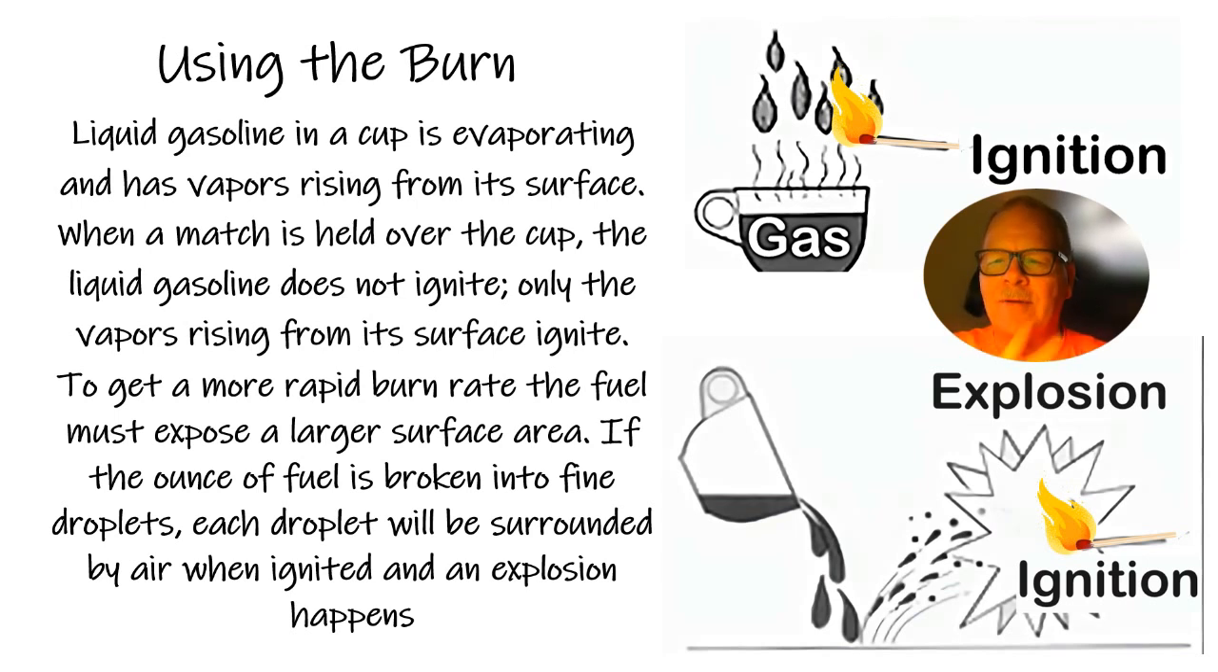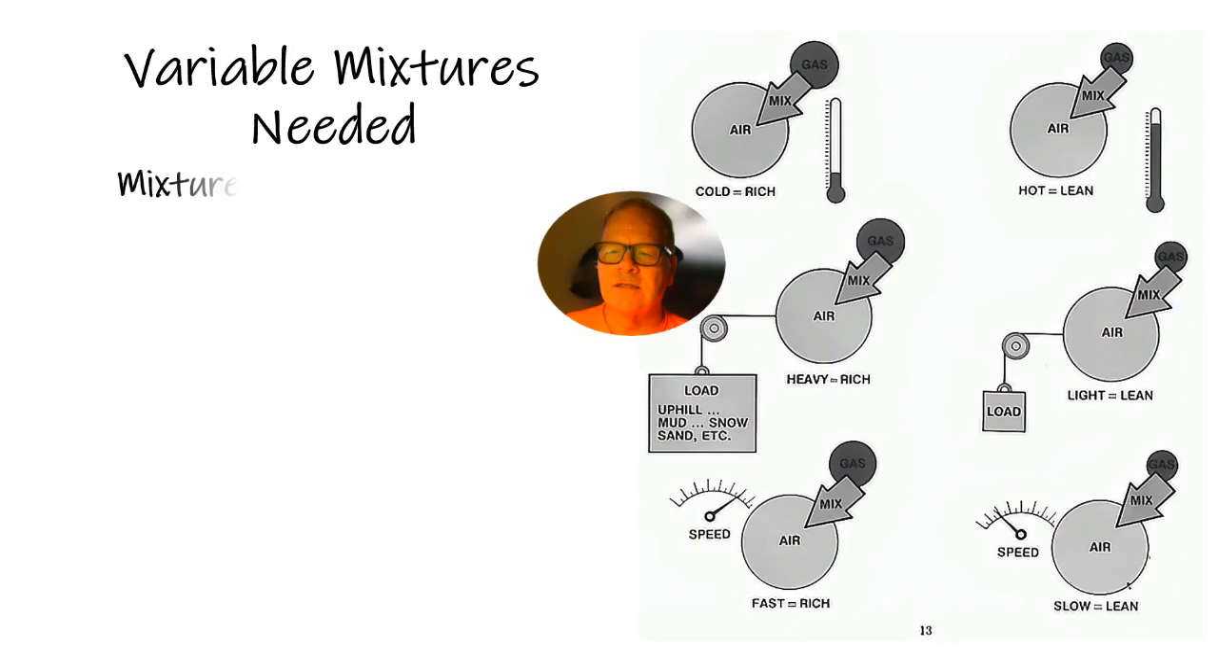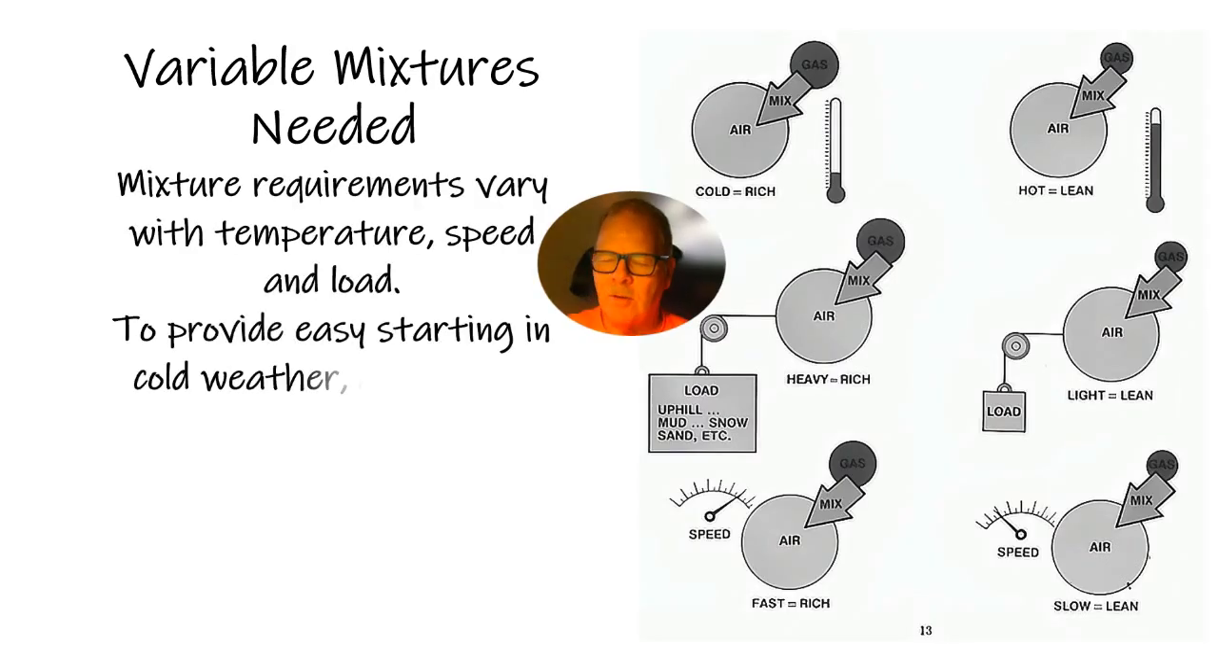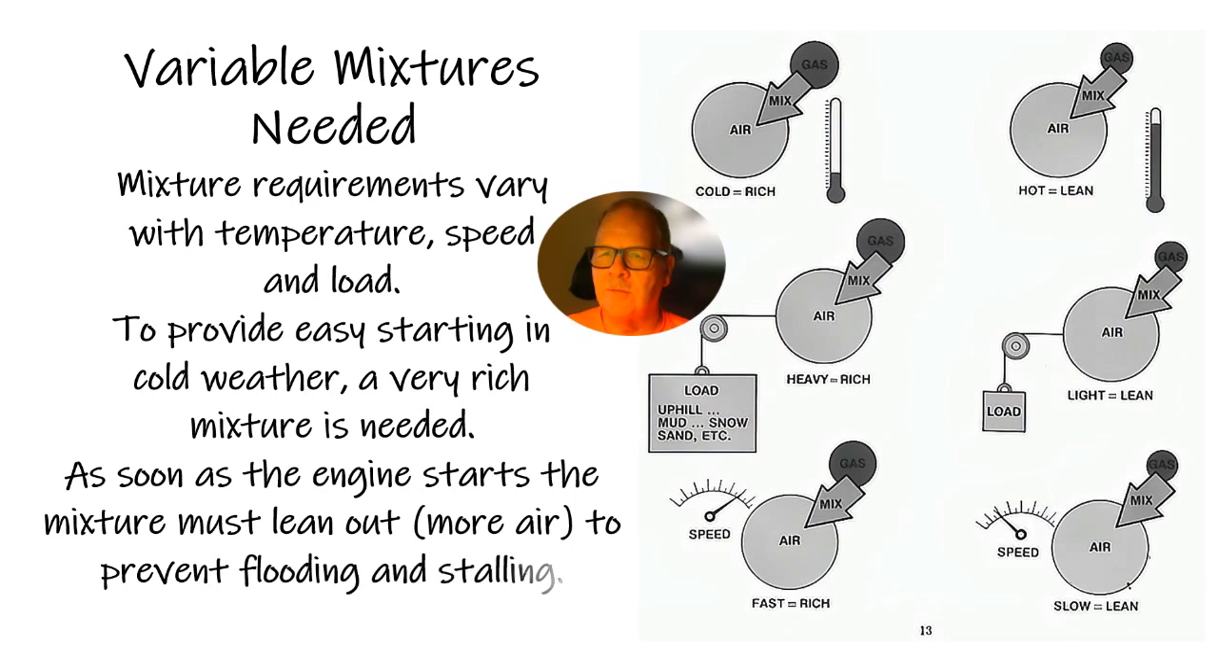But to get a more rapid burn rate, the fuel has got to be exposed to a bigger surface area. If an ounce of fuel is broken into fine droplets, and that's about what gasoline direct injection does, it's got droplets that are a whole lot smaller than carburetors or multi-point fuel injection, and that's one of the reasons that it's more efficient. But each droplet is going to be surrounded by air when it's ignited and the explosion happens. But you've got to have the droplets. The smaller the droplet, the better off you are. And if you could burn pure vapor, that's what you want to do.